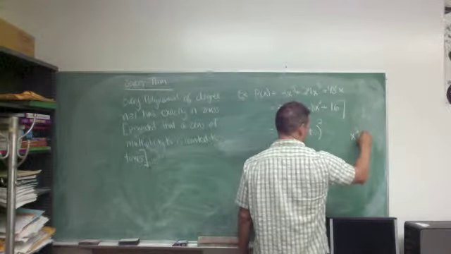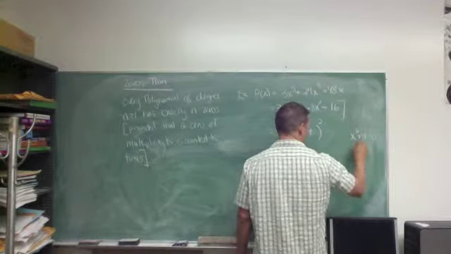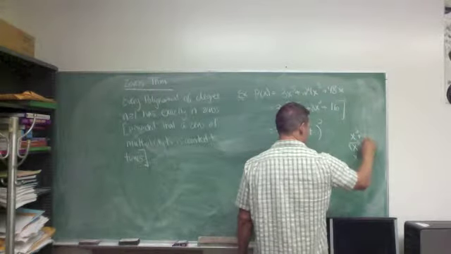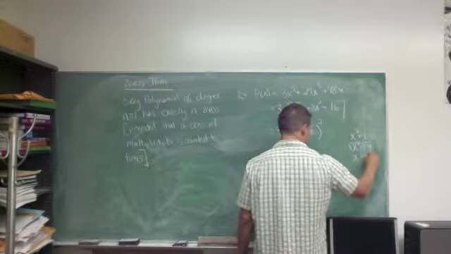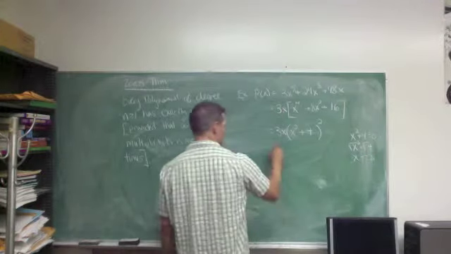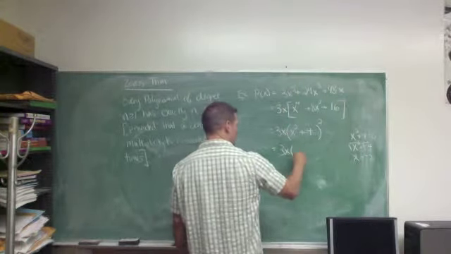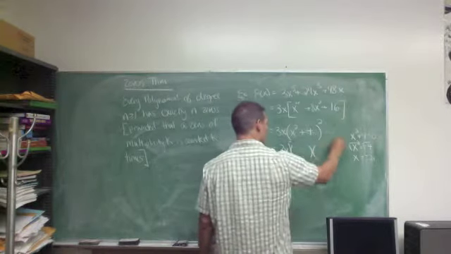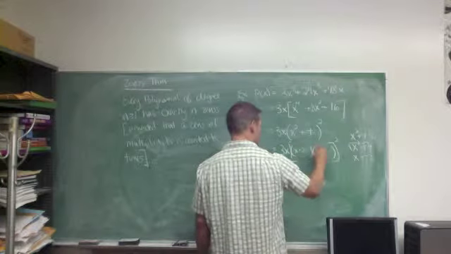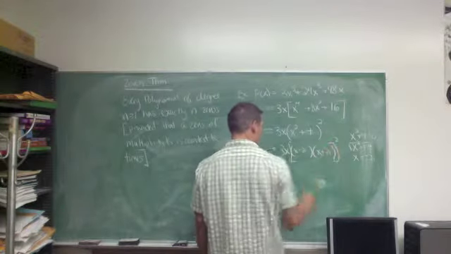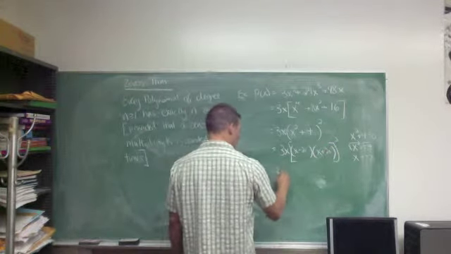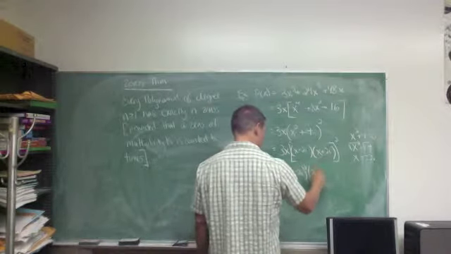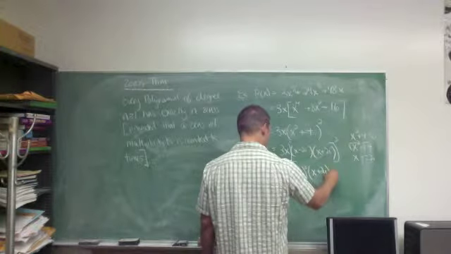x squared plus 4 equals 0. x squared equals negative 4, or square root both sides, x equals plus or minus 2i. So this will equal 3x times x minus 2i, x plus 2i, which is equal to 3x, x minus 2i squared, x plus 2i squared.